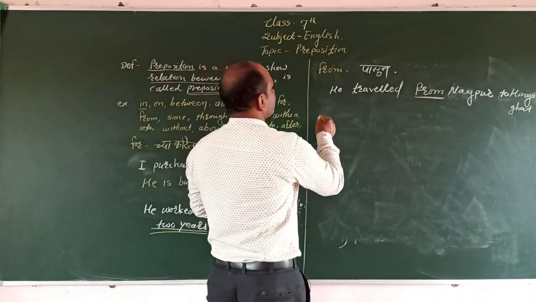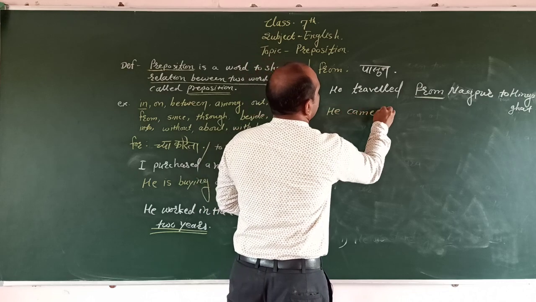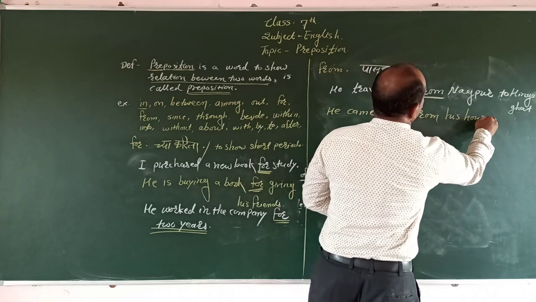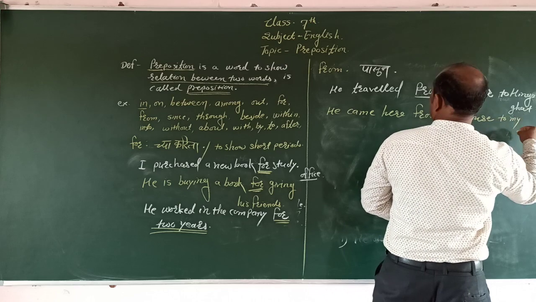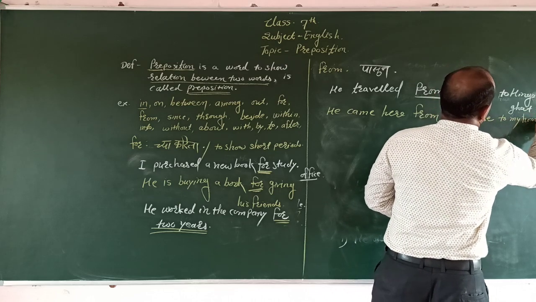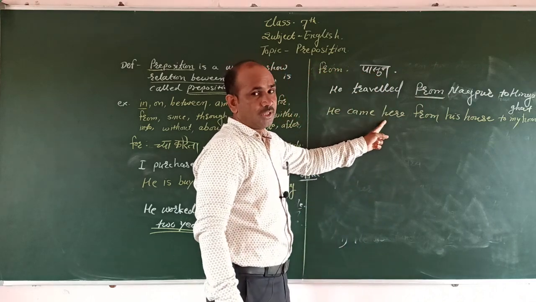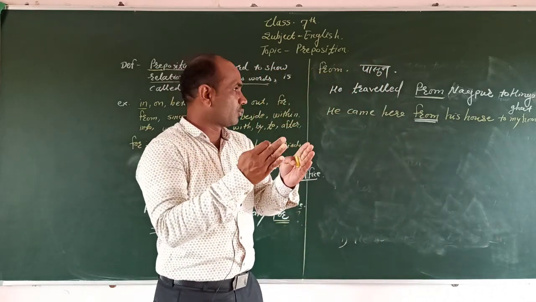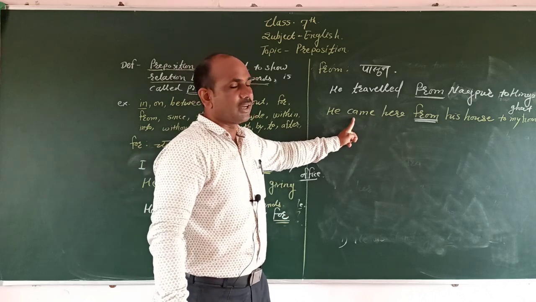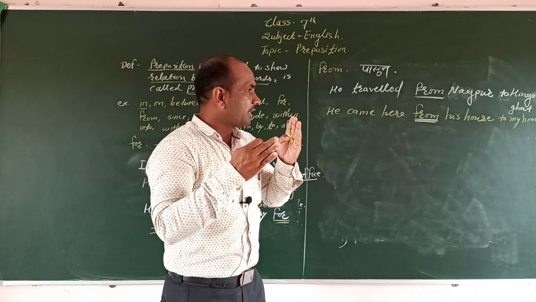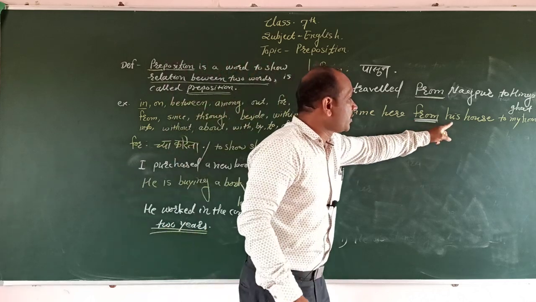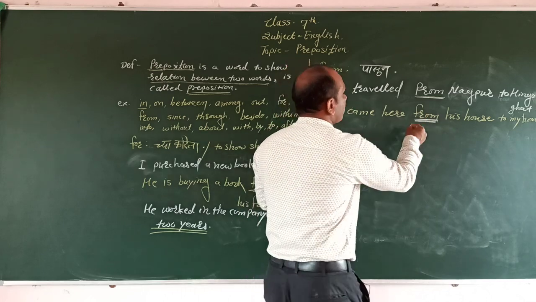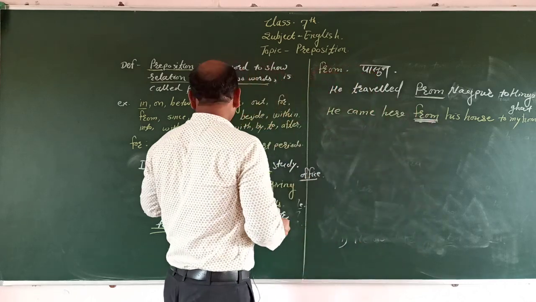Second example we write here: he came here from his house to my home. म्हणजे त्याच्या घरापासून तर माझ्या घरापर्यंत तो इथे आला. From his house, त्यांच्या घरापासून. Its meaning is that from means from. This is a preposition.